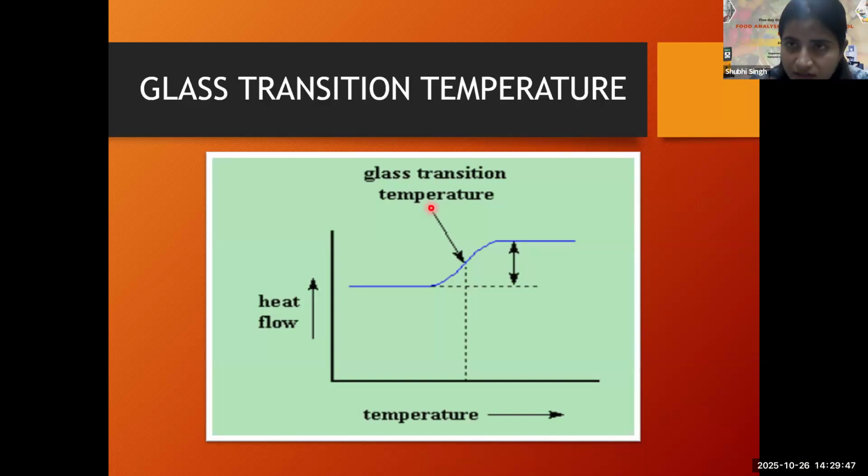There is a graph, and the moment when the graph starts having a peak, from there we record the glass transition temperature.